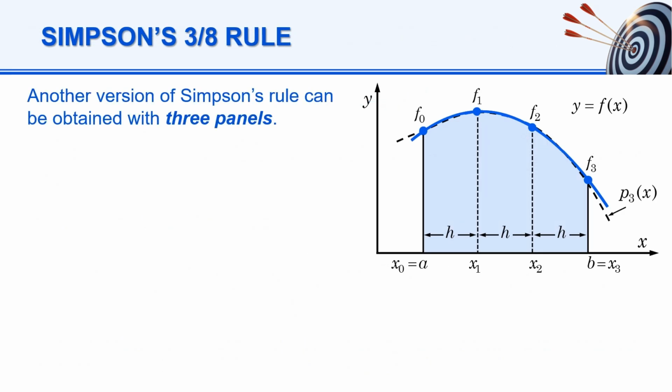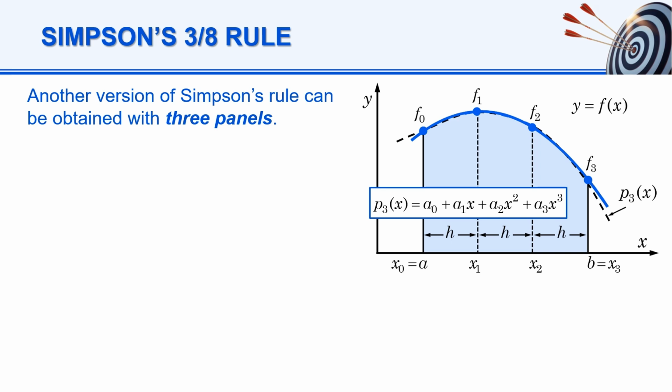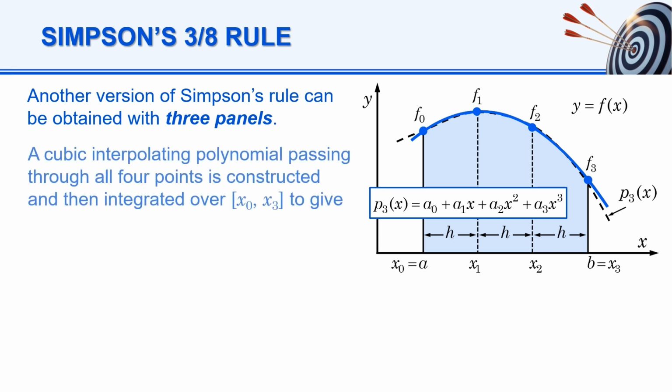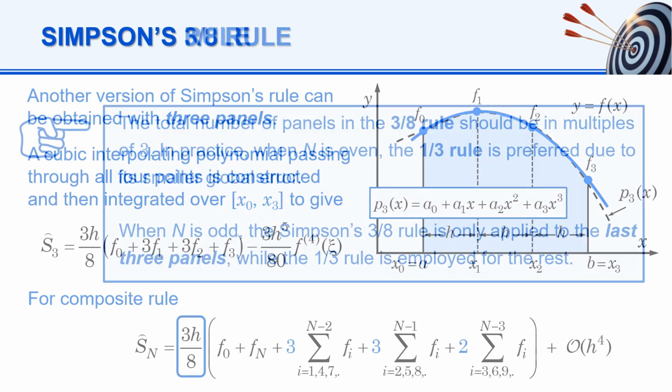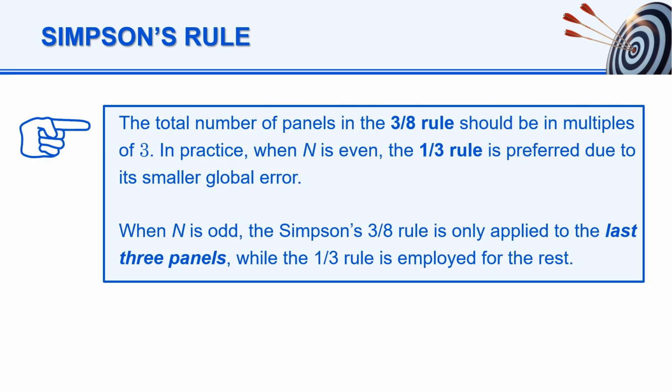Another version of Simpson's rule can be obtained with 3 panels. A cubic interpolating polynomial passing through all 4 points is constructed and then integrated over the interval from x0 to x3 to give the following expression. For the composite rule, we can generalize the 3-panel rule to give the following. Due to the 3/8 multiplier, this formula is referred to as Simpson's 3/8 rule. The total number of panels in the 3/8 rule should be in multiples of 3.